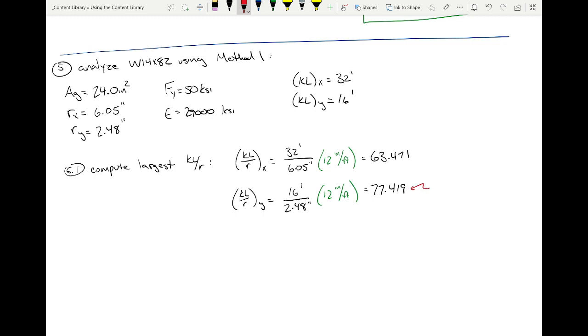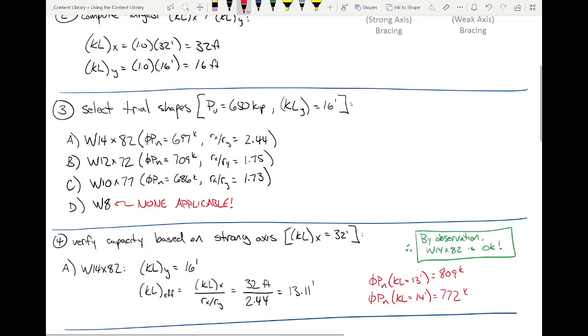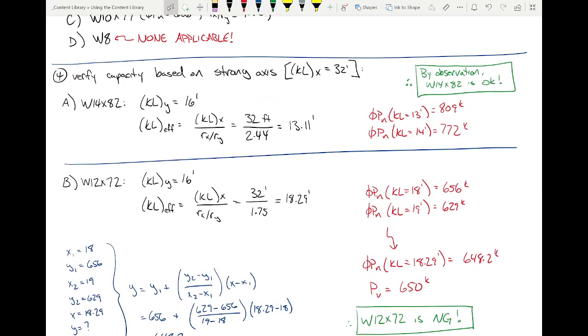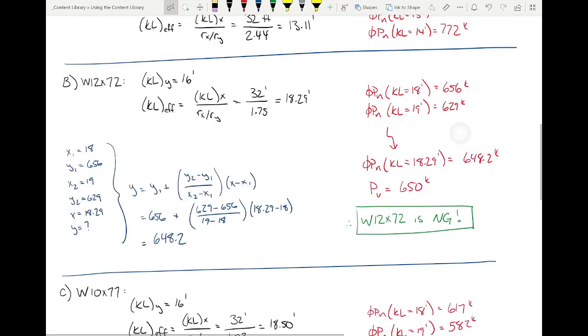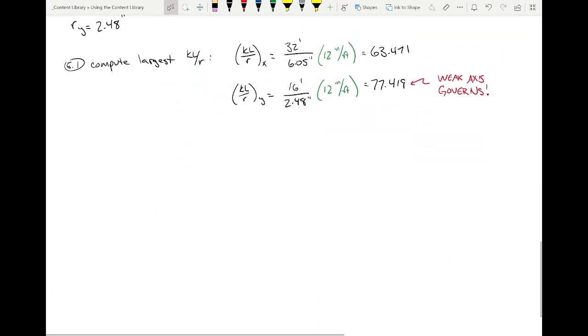Now, here's something. Let me ask you this. So, weak axis governs. Did we get that before when we looked at the W14 by 82? Is that what we found before? I think so, right? Because when we looked at the W14 by 82 up here, here's step 4, we got that KLY was 16 feet and we got that KL effective was 13 feet, so that told us that the weak axis governed. Same thing, same story down here, right?